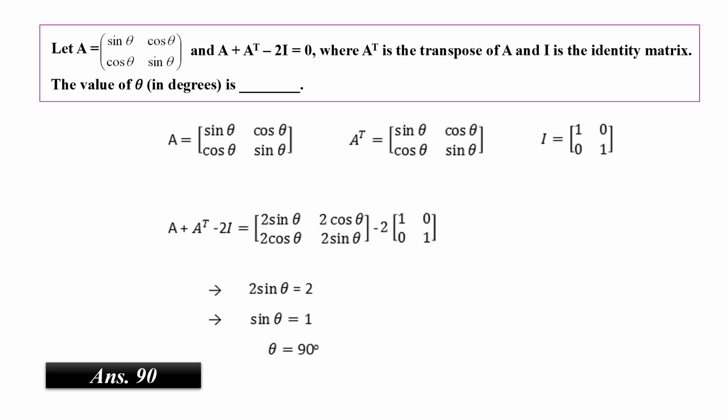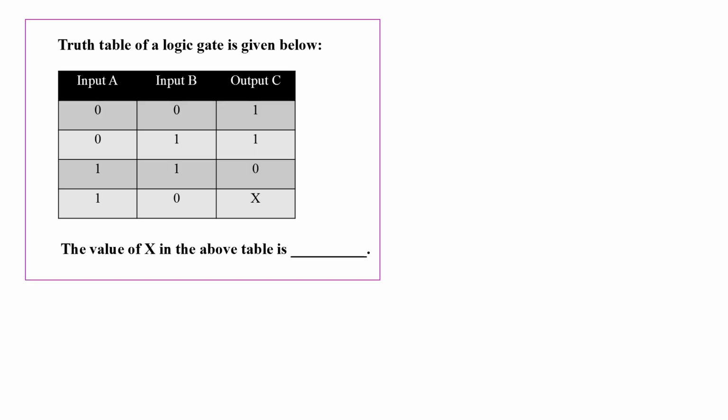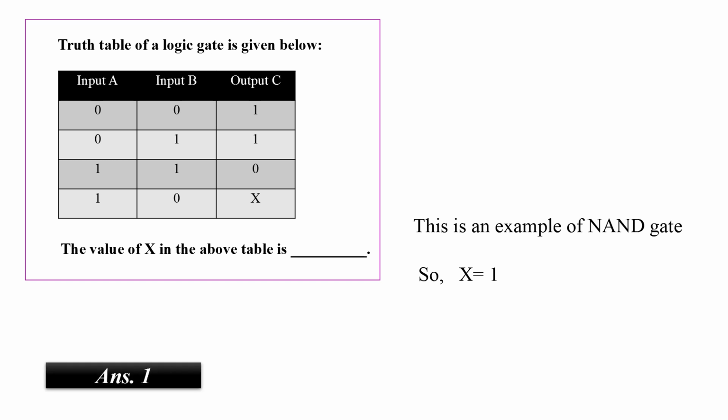Moving on. Truth table of a logic gate is given below. In a truth table, there are 2 inputs and there is 1 output. The value of x in the above table is. Now this is simply an example of a NAND gate. So x will come out to be 1. The answer is 1.